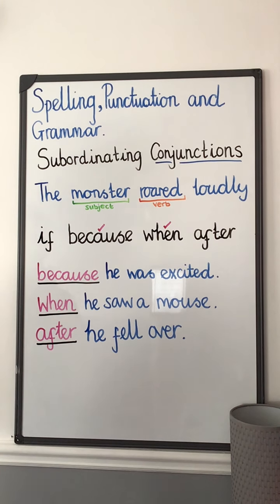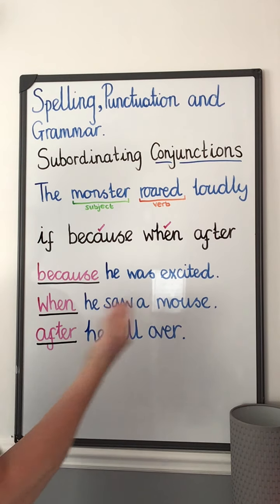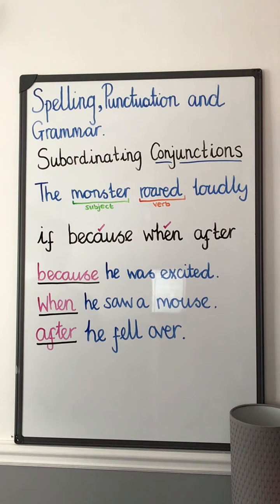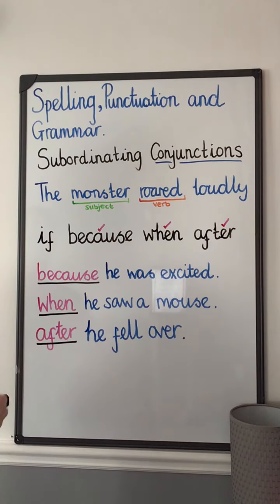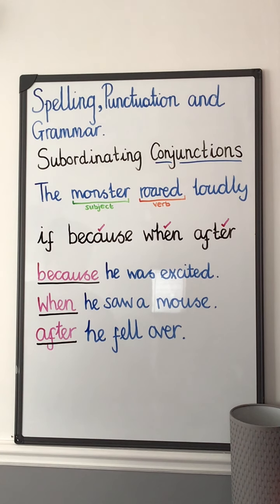Now, our different subordinating conjunctions tell us different things. Because tells us why he did it. When tells us when it happened. And after also tells us when it happened. Now, the last one, so we've used after. The one we haven't used is if. Would this make sense? The monster roared loudly if. Doesn't quite work, does it?